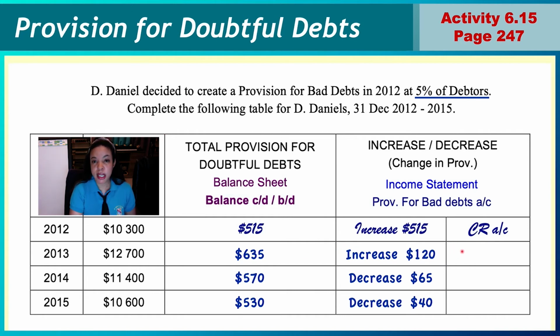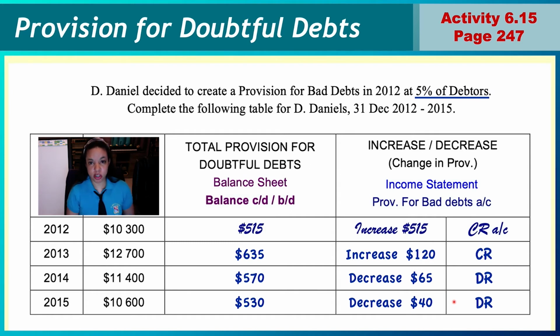So now we're going to say what side of the account it goes on. Extremely easy. Once you see there was an increase, it will be credit. Once you see there was a decrease, it will be debit. So the first one will obviously be credit side. The second one will be debit side. And once we have a decrease again, it will be debit side.